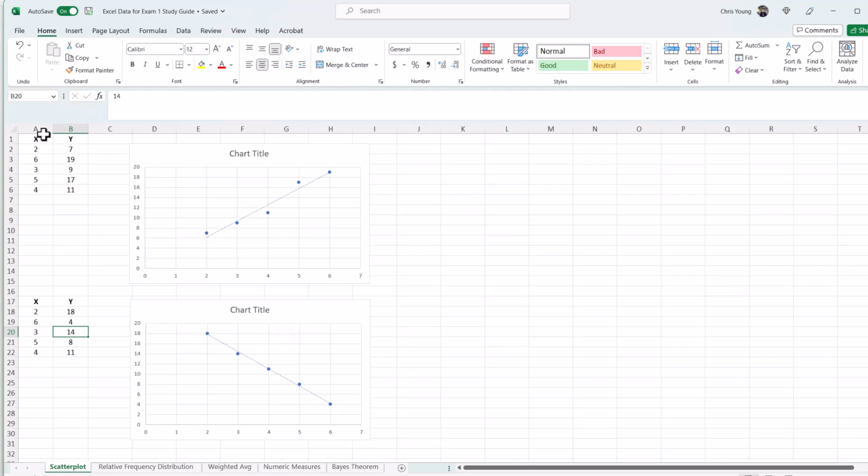So as you can see here, 2 different data sets. One of them is going up in a positive direction, and then the other one is the x is going up, our y actually goes down. So that indicates a negative linear relationship. Let's move on to the next problem.